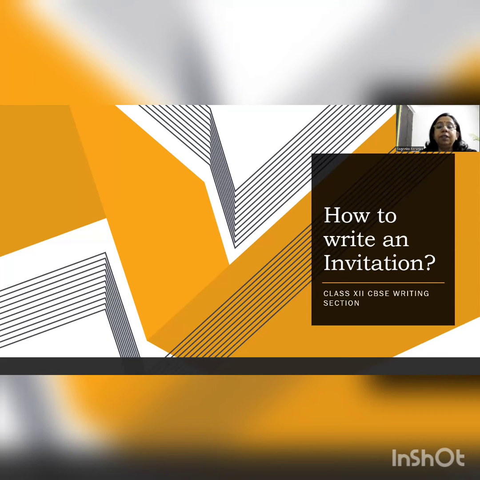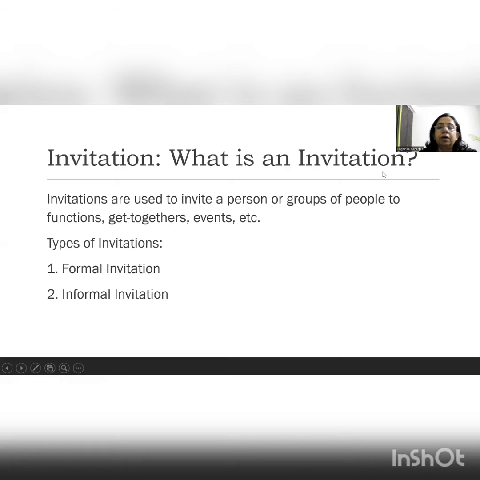For knowing this, we need to understand what an invitation is. So let's see. What is an invitation? Invitations are used to invite a person or groups of people to functions, get-togethers, events, etc. तो किसी भी फंक्शन या गेट टुगेदर में जब किसी व्यक्ति को हम बुलाते हैं या तो किसी एक व्यक्ति को या a group of people, then we send him and those people an invitation. So invitation जो है वो एक तरीके का न्योता है. हिंदी में we call it न्योता, invitation.